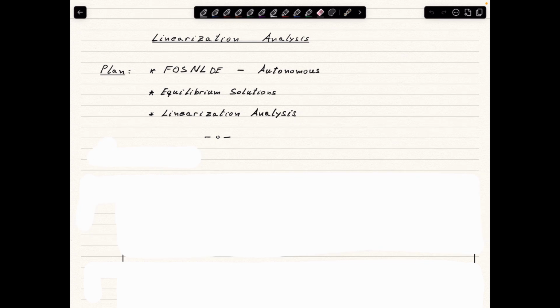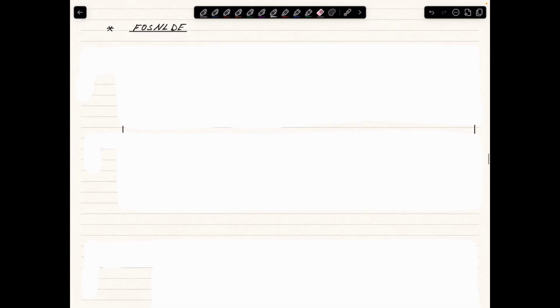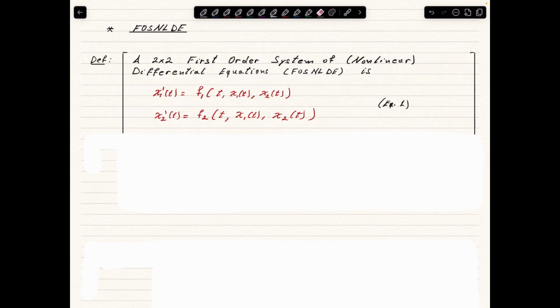Let's start by introducing first-order systems of nonlinear differential equations. A 2x2 first-order system of nonlinear, but we also include linear, differential equations, is a system like this, where we have two equations for two unknowns. The unknowns are the functions x1 and x2, which are functions of the independent variable t, which we also call time, and the time derivatives of these functions are related by functions f1 and f2 to the variable t and x1 and x2.